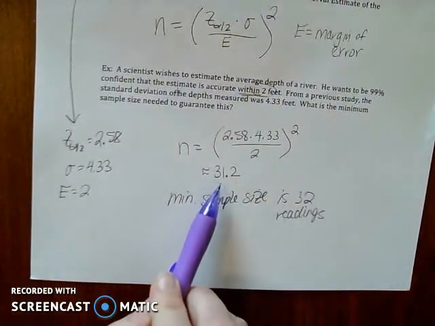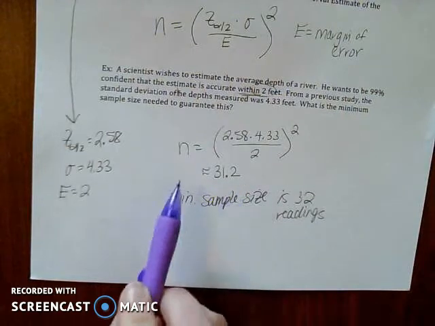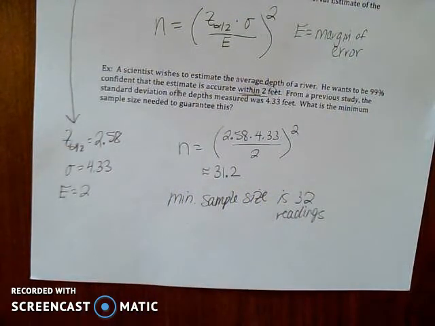Okay, so no decimals allowed for sample size. You always have to round up, even if the rounding rules do not tell you to round up. All right, so that's it for 7.1.